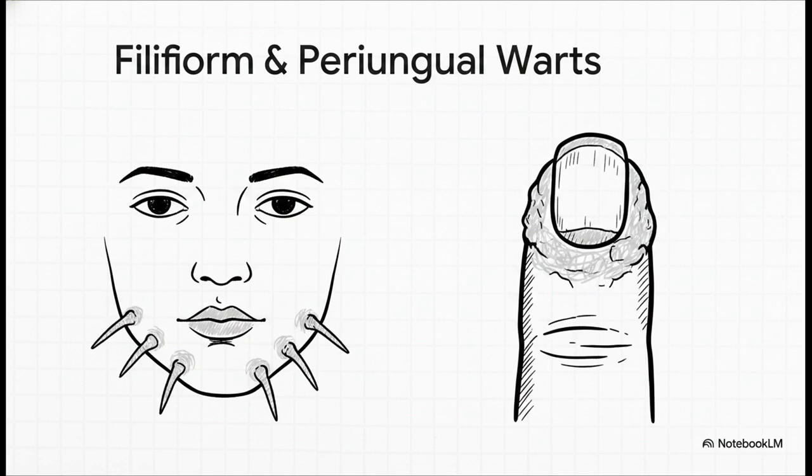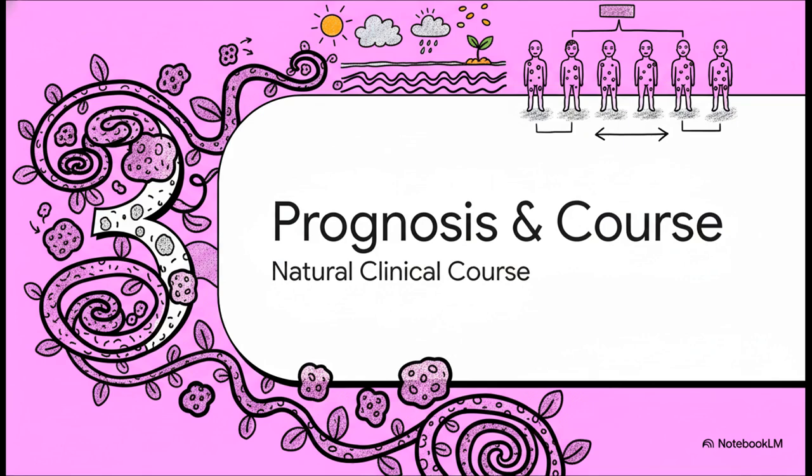They are particularly troublesome because they can painfully compromise the nail bed, cause paronychia, which is inflammation of the nail fold, lead to cuticle loss, and honestly, they can easily mimic a fungal infection, like onychomycosis, if you aren't looking closely. All right, on to Section 3, prognosis and the natural clinical course of the disease.